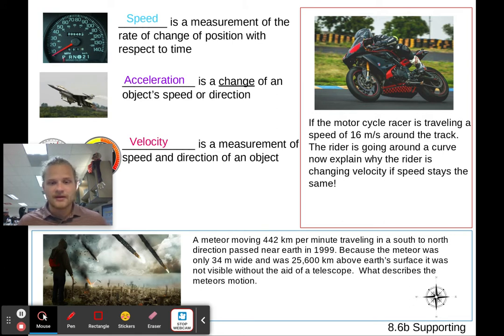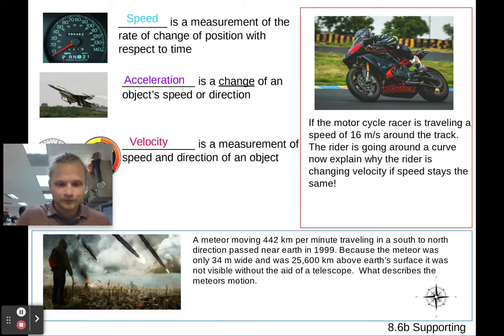All right, a meteor is moving at 442 kilometers per minute, traveling in a south to north direction. It passed the Earth in 1999 because the meteor was only 34 meters wide and was 25,600 kilometers above the Earth's surface. It was not visible without the aid of a telescope. What describes the meteor's motion? Okay, so what would describe its motion?